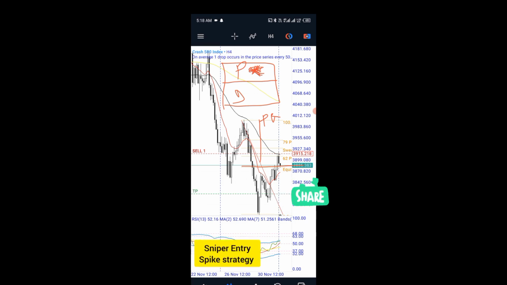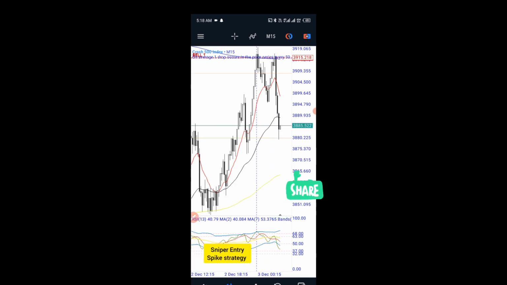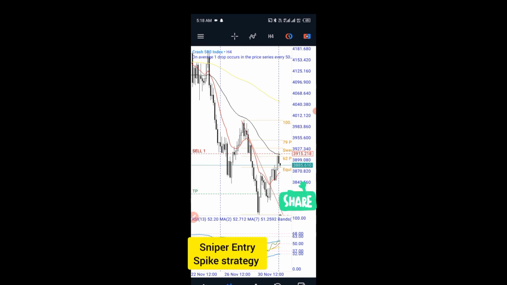Make sure you are buying at a discount and selling at a premium. That is how you can have an effective spike. Now once you've marked your order block, we can go to a lower time frame. Once I make my order block, I tend to delete this, so I will delete this.